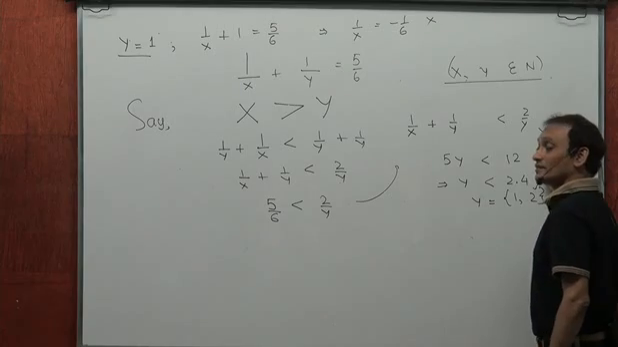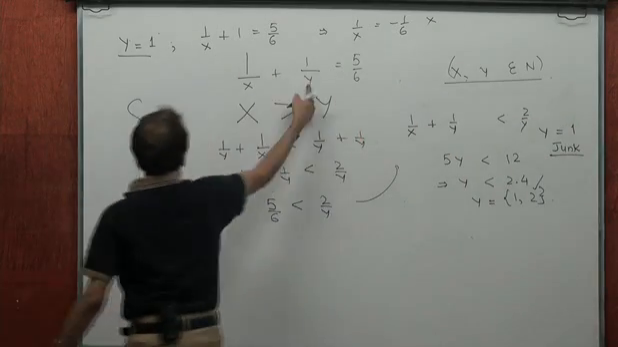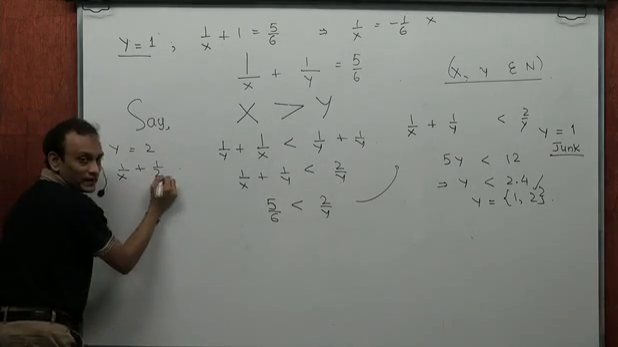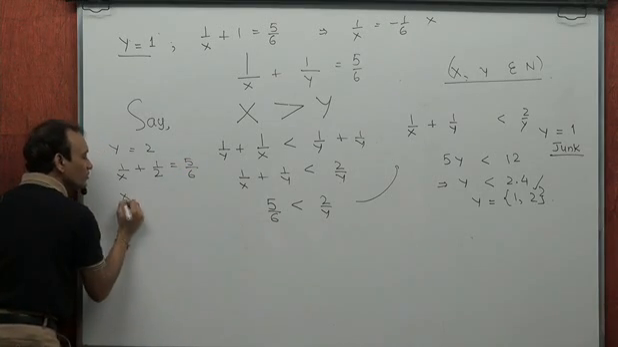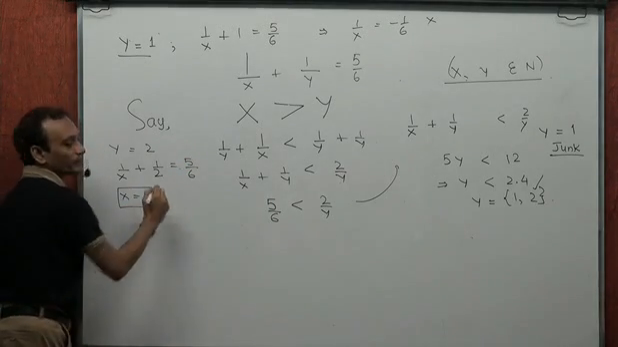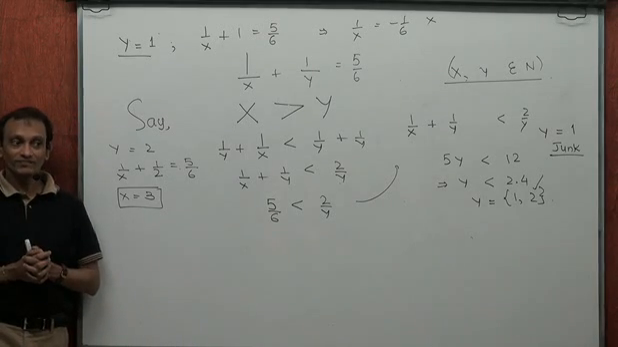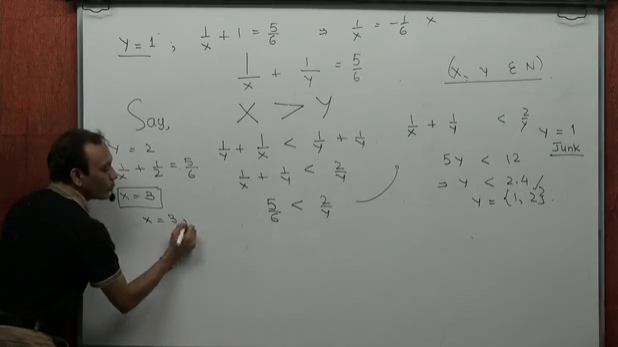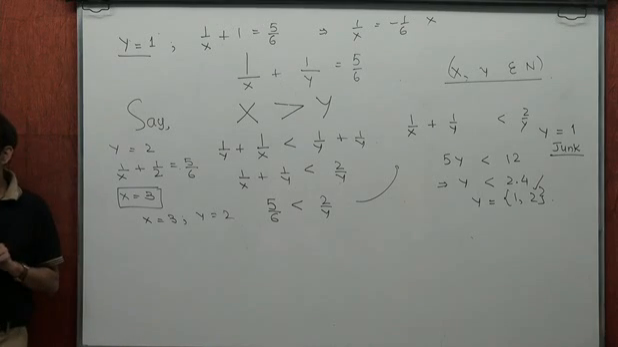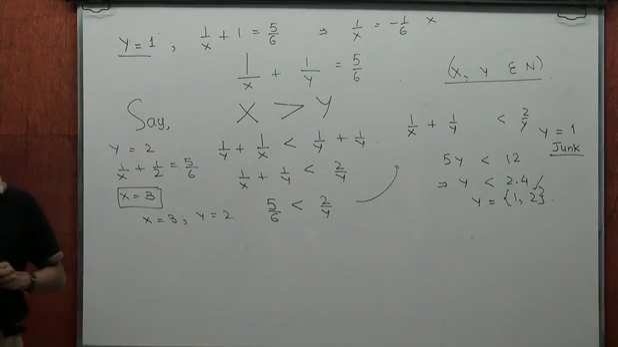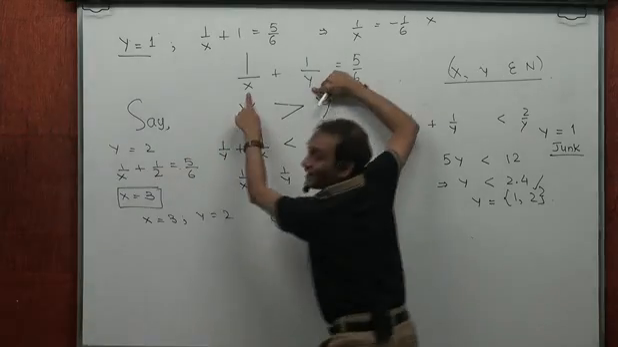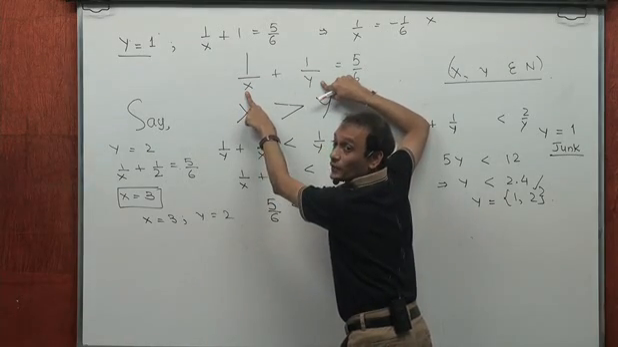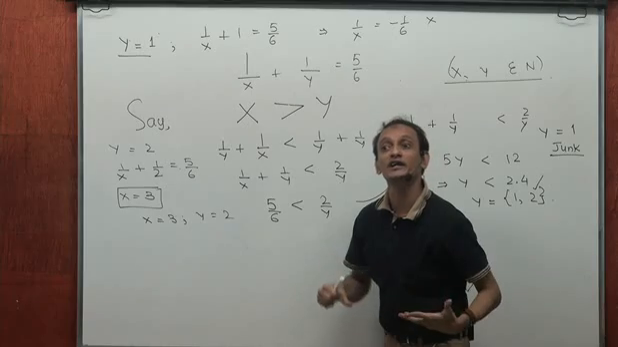So let's look at y equal to 2. If you plug in y equal to 2 here, then as expected 1 by x plus 1 by 2 is 5 by 6, and when you solve for this you get x equal to 3. So I could have x equal to 3, y equal to 2 as a solution, and the reverse is also possible, because I can interchange x and y and nothing changes. Therefore, if x equal to a and y equal to b satisfies this equation, then x equal to b and y equal to a will also satisfy this equation.